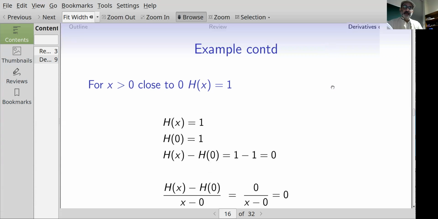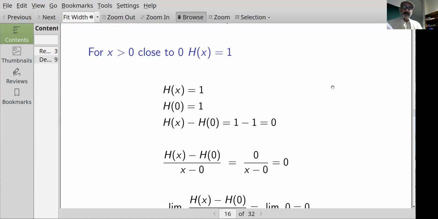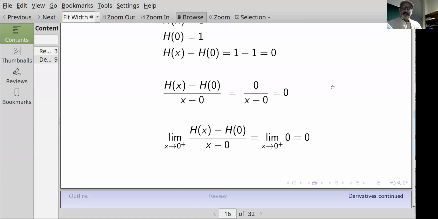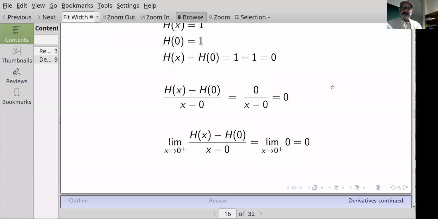Okay. So for x greater than 0 and close to 0, x is positive, then h of x is equal to 1. So h of x is equal to 1, h of 0 is equal to 1, h of x minus h of 0 is equal to 1 minus 1, which is 0. Then the difference quotient is this difference, which is 0, divided by x minus 0, which is 0. So the limit as x goes to 0 from the right of the difference quotient is the limit as x goes to 0 from the right of 0, which is 0.